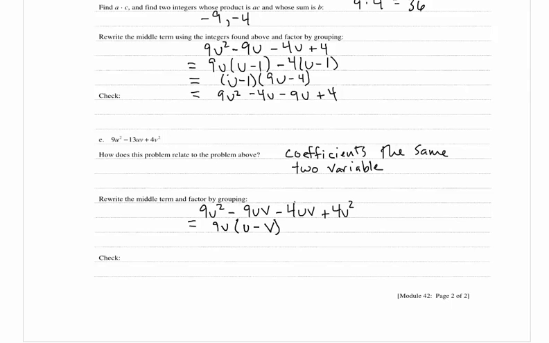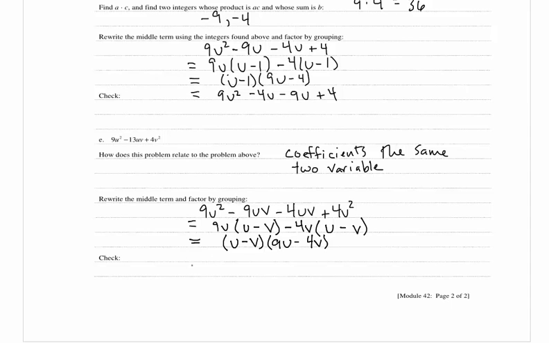Out of the last two terms, instead of just factoring a negative 4 out like we did last time, we're going to factor out a negative 4v. And when we factor out negative 4v, we're going to have u minus v. And now we're going to factor out our binomial, u minus v. And then we have u minus v times 9u minus 4v.